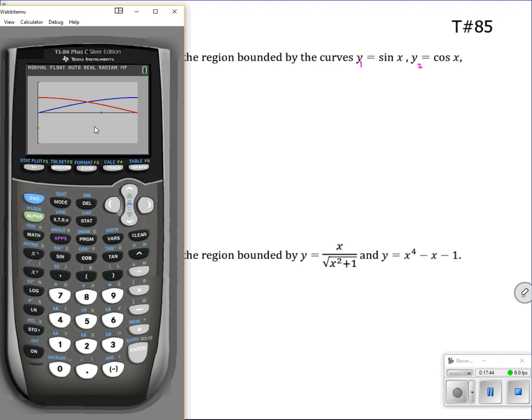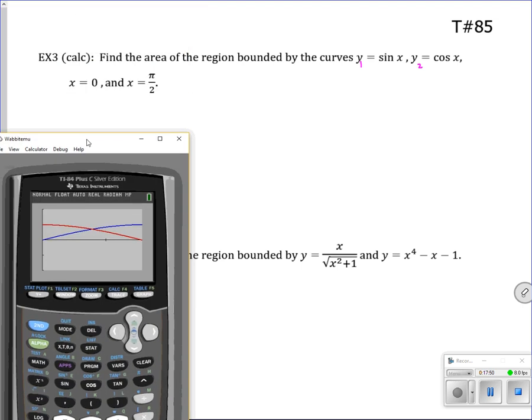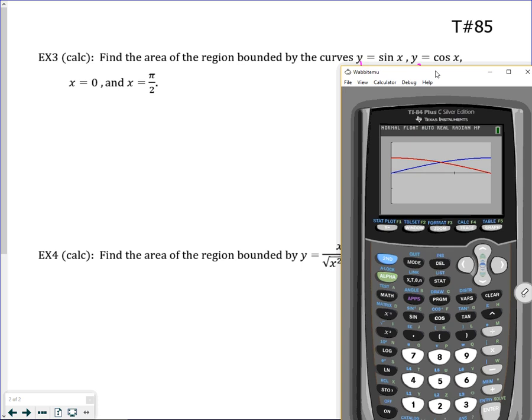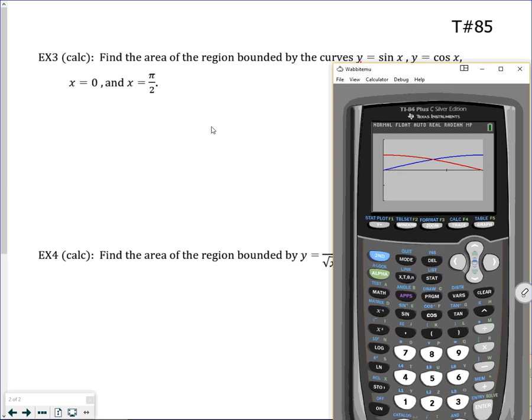Let's look again at what it says the curves are. It says x equals 0. It says sine and cosine. I'll put this over here so I have room to write. Okay. So I have sine and cosine, x equals 0, and x equals pi over 2. So I'm going to just get it on my paper so that when you look back at this, you have it.